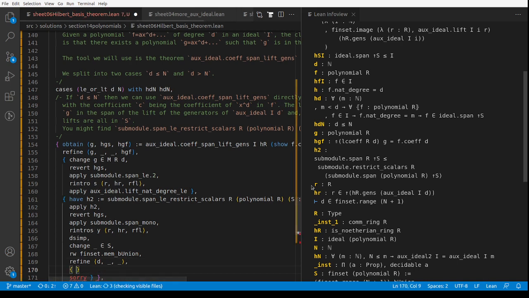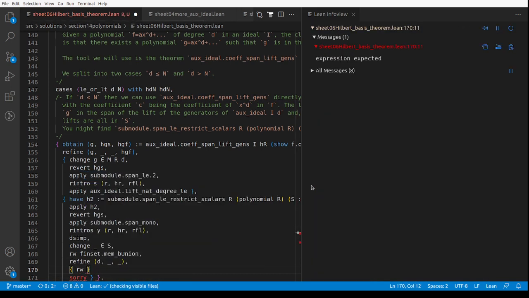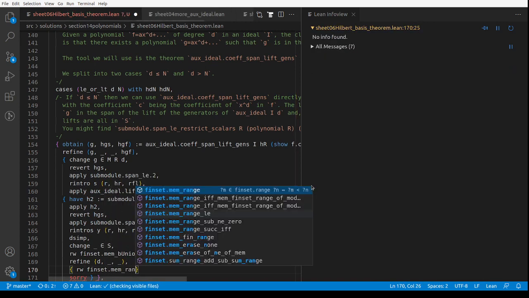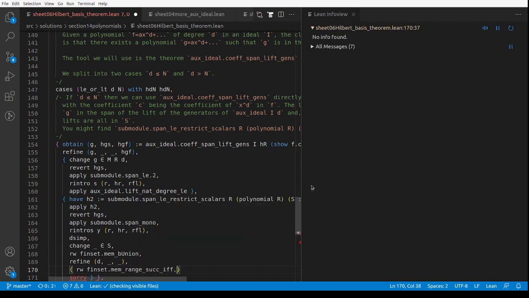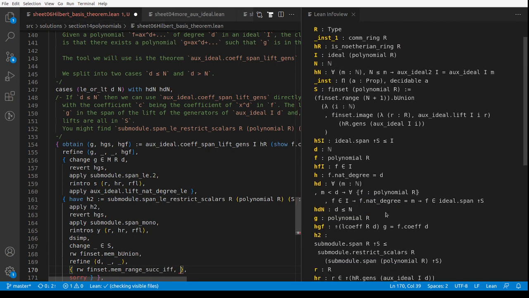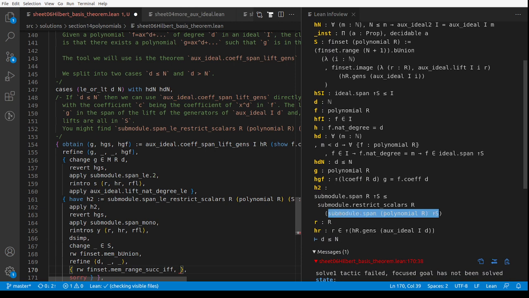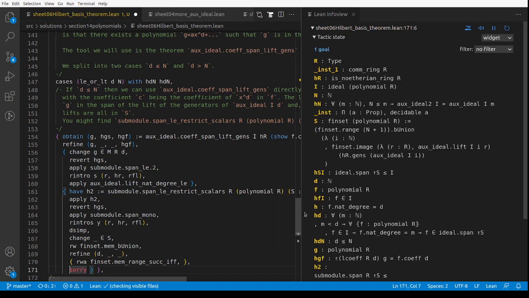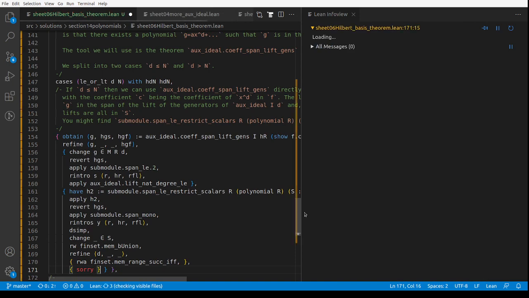So this should be rewrite mem, what's it going to be called? Mem range or something. Have we got mem range? Oh, we get that looks like a good one, doesn't it? What's that left us with? That's left us with D less than or equal to N, which is an assumption, so I can put RWA there, and that should do it. And now what's left here? Do it properly.